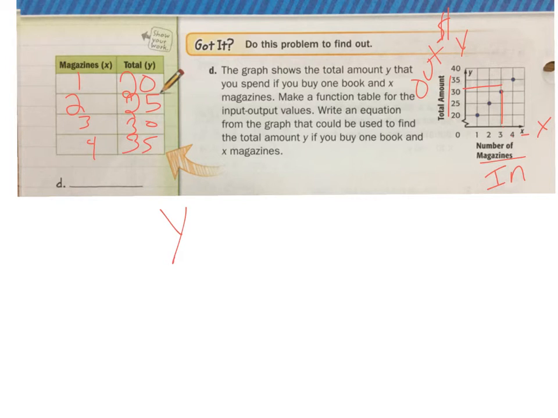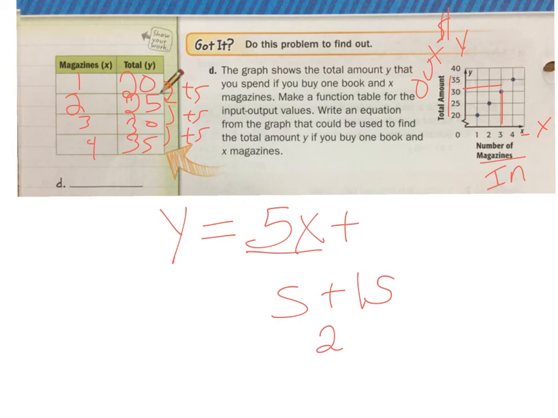Now, I want to write my equation. Y equals, what's going on here? 20 to 25 is plus 5. 25 to 30 is plus 5. 30 to 35 is plus 5. So I'm doing times 5 every time. So I'm going to do x times 5. And then I have to add something to get to the right number. So if 1 is x, 1 times 5 is 5, plus I need another 15 that will get me to 20.